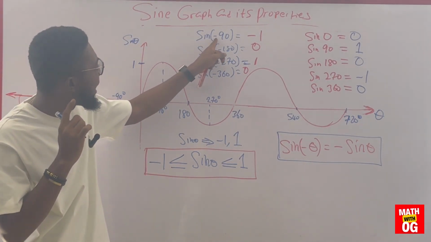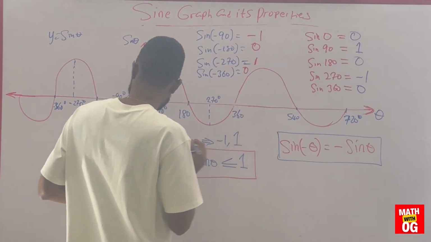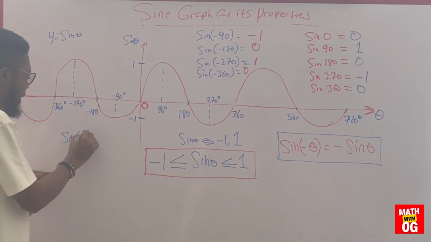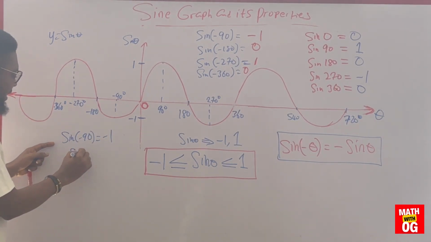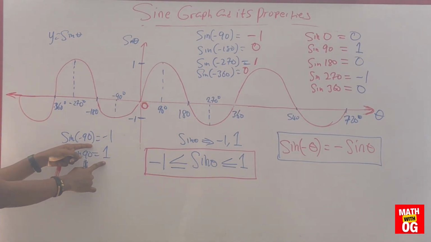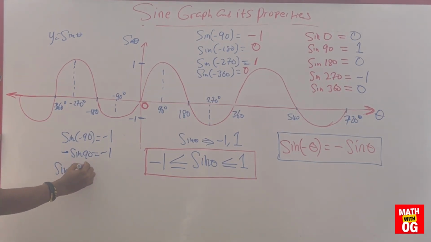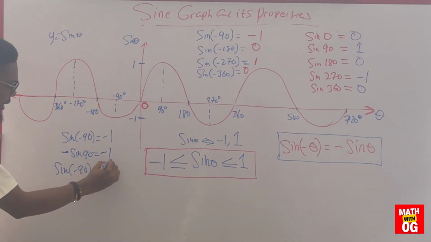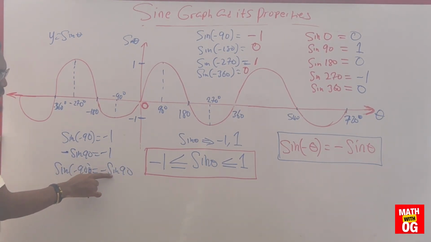Sine minus 90 is -1. So let me put that here. Sine minus 90 is equal to -1. Then sine 90 is equal to 1. So -1 and 1 are not the same. But what is minus sine 90? If sine 90 is 1, minus sine 90 is -1. So I can boldly say that sine minus 90 is equal to what? Minus sine 90. That is, sine minus theta is equal to minus sine theta.